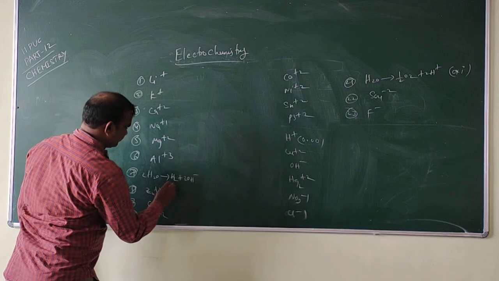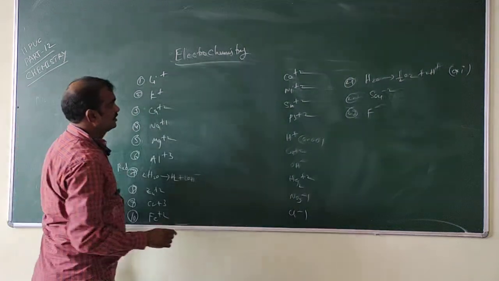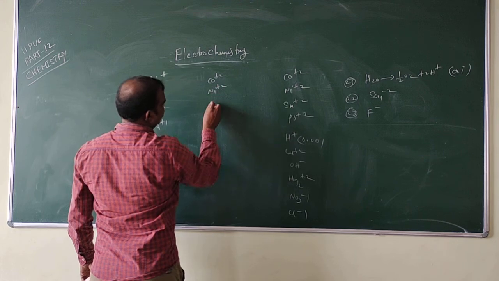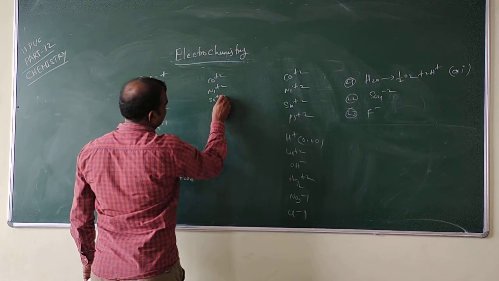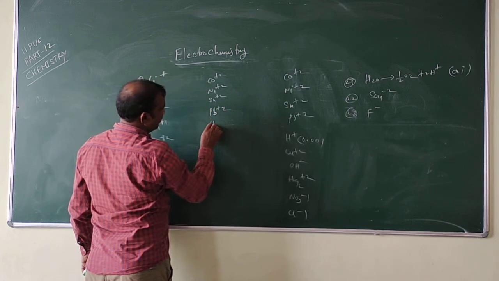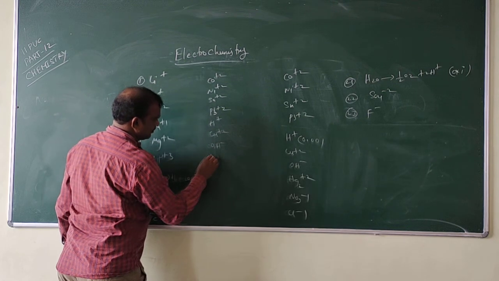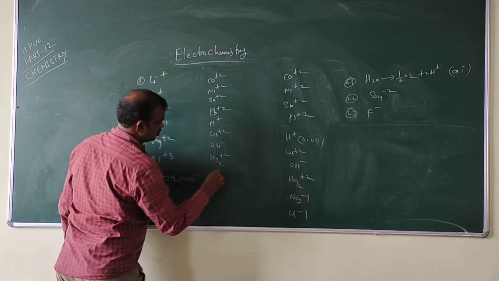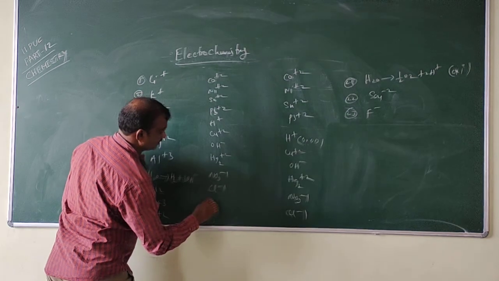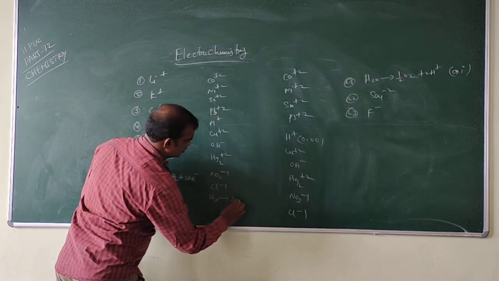It is reduction. Next up, Co+2, Na+2, Sn+2, Pb+2, H+, Cu+2, OH-, H2+2, NO3-, Cl-, H2O oxidation. H2O oxidation, so oxygen is formed.